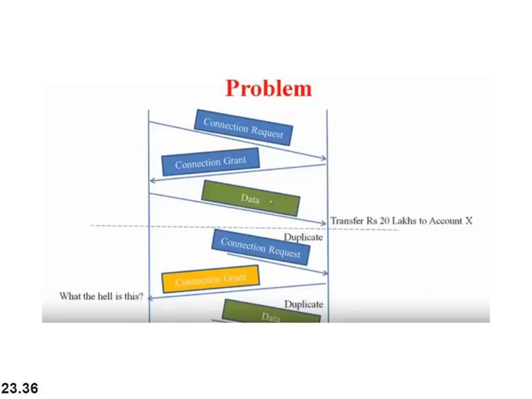And let us say there is another copy of the same connection request in the network, and it got delivered to the receiver after some delay, because the network is not reliable. Now in that case, the receiver will think that this is a new connection request, and for that it will send a connection grant. Here the sender does not know why it is receiving the connection grant. And the data packet also the receiver is receiving after some time.